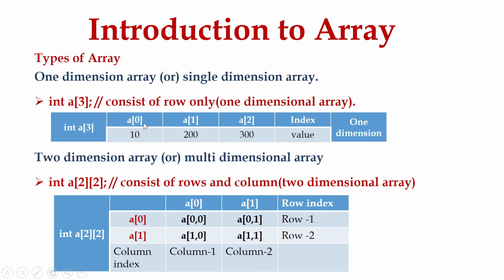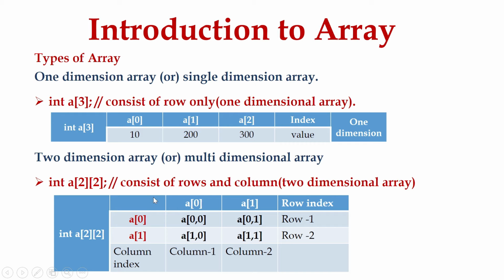And moving on to two-dimensional array, it is also called multi-dimensional array. So integer a of 2 of 2. How many values can this array store? 2 into 2, 2 multiplied by 2, equal to 4. So it consists of rows and columns. The first one is row and the second one is column. A one-dimensional array consists of only rows, no columns. But a two-dimensional array consists of rows and columns.